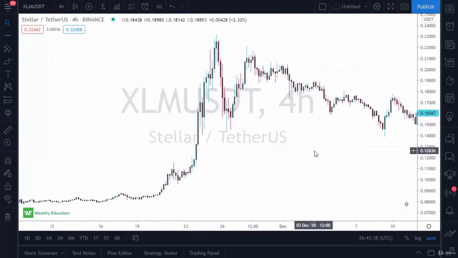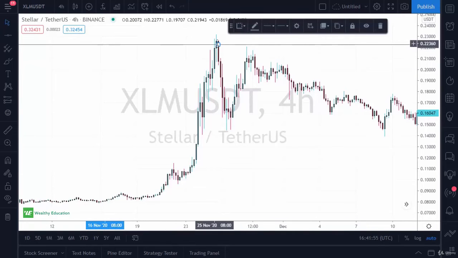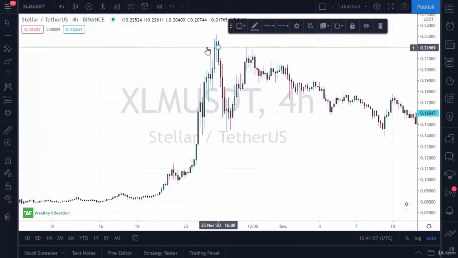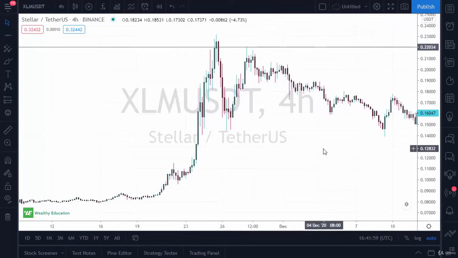And then finally here in Stellar Lumens, you can see that the shooting star formed here and here, showing signs of exhaustion. Now, why is that not a surprise? Well, it shouldn't be a surprise because we had seen so much in the way of selling pressure just above.